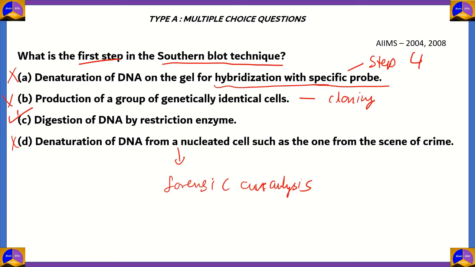The right answer is option C, digestion of DNA by restriction enzyme. DNA is a very long molecule, so you have to cut it into small pieces. And after cutting it into small pieces, that is how you can use each DNA fragment and then amplify it in order to conduct the southern blotting technique.